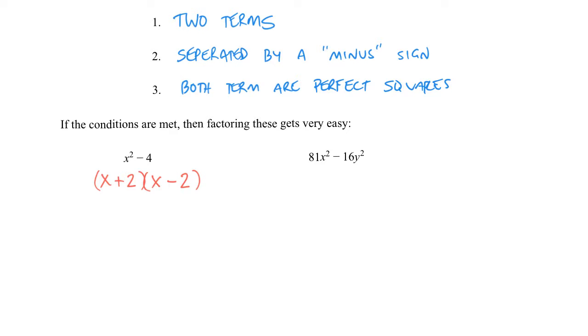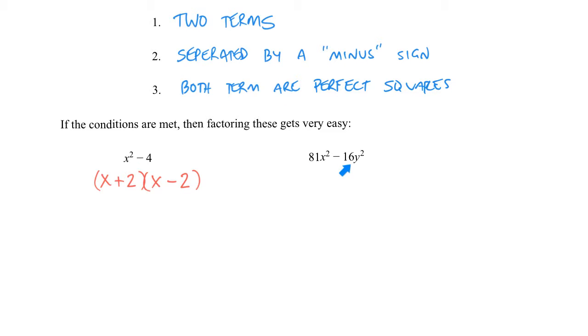Okay, let's try this other one. Greatest common factor? No, there's nothing. 81 and 16 do not have any common factors. This one has an x, this one has a y. No greatest common factor here. It's not a trinomial, it only has 2 terms. So is it difference of two perfect squares?